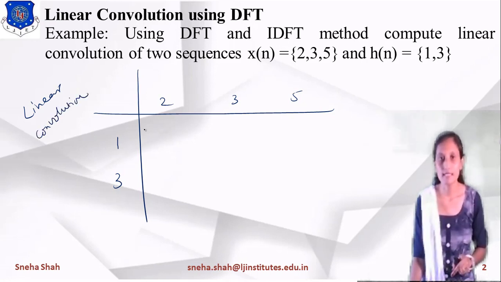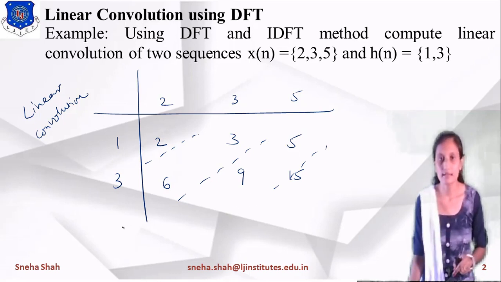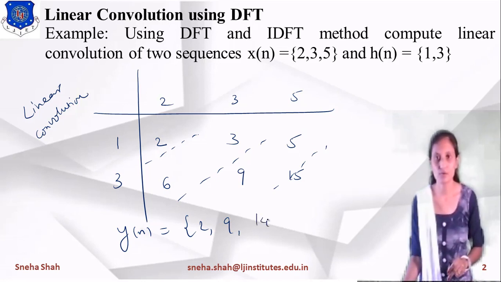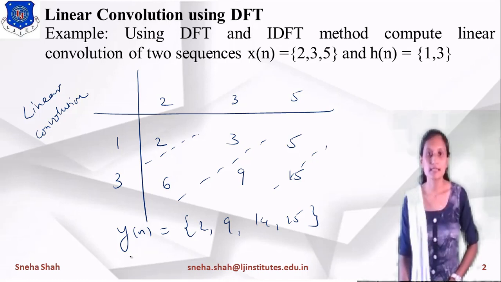So what will be the answer? 1 into 2, 2; 1 into 3, 3; 1 into 5, 5. 3 into 2, 6; 3 into 3, 9; 5 into 3 means 15. Now, giving the answer of this, what is the value of y of n? The answer is 2, 6 plus 3 is 9, 9 plus 5 means 14, and the last term is 15, right? So from this you can see that this is the linear convolution output.